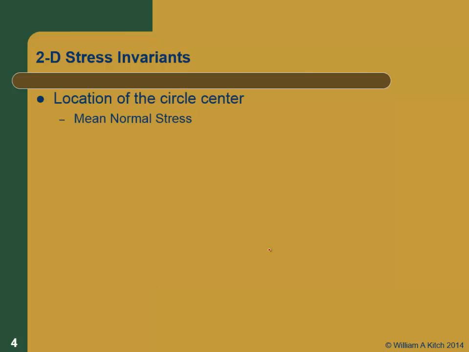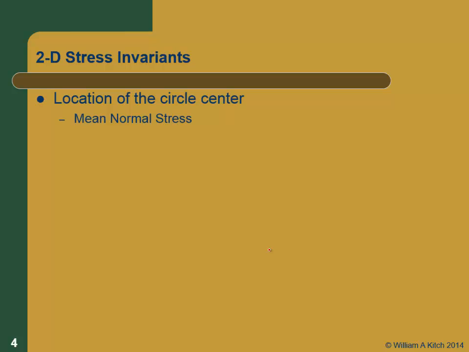Okay, so what's not changing about it? How can we describe the circle? How do we describe the circle? By its center and its radius or diameter. So that's it. This is a two-dimensional problem. Guess how many invariants there are? Two. Two dimensions, two invariants. One is the location of the center. The other one is the radius or the diameter.